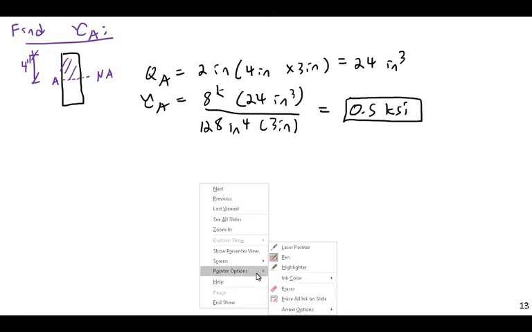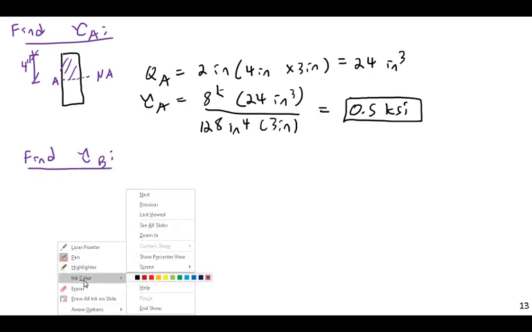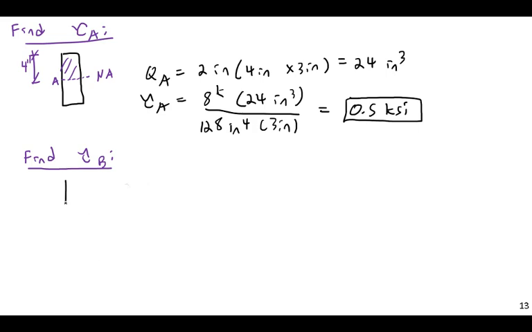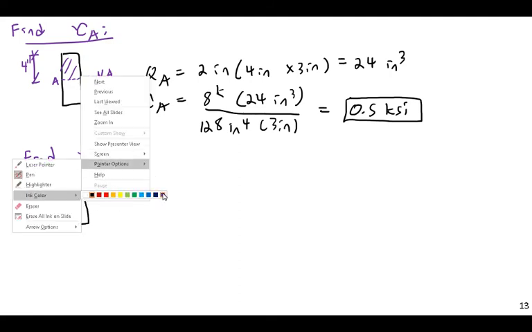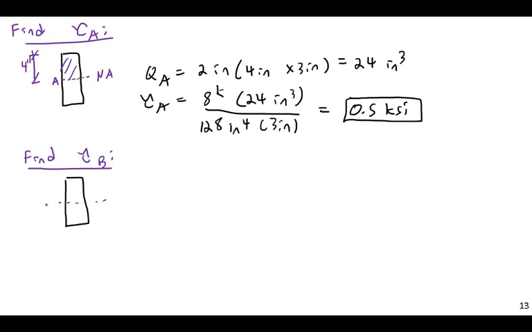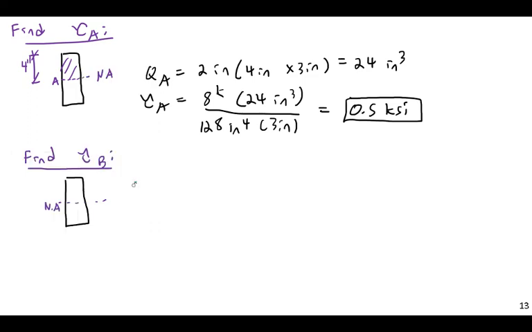Now, I want to find tau B. Find tau B, the shear stress at point B. So the only thing that will change here is the Q at B. So here we have the neutral axis at the middle. But then we have point B here, which I believe I did in green last time. Yes. So I'll do that.